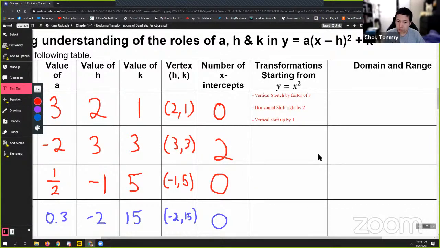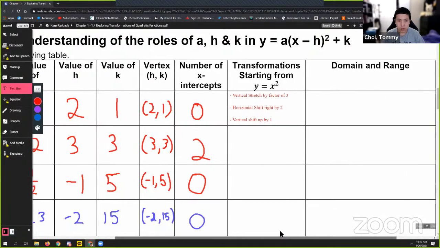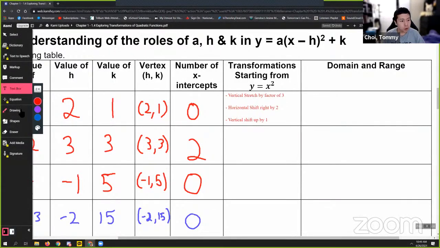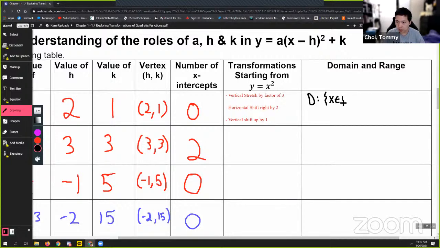Now let's look at the domain and range. So the domain and range, once again, the domain is easy. As you've noticed by now, there is no restriction for the x values for a quadratic equation. So the domain is simple. Start it off with x is an element of real numbers, and that's it. You end it. No restriction. The range is the one you need to worry about.